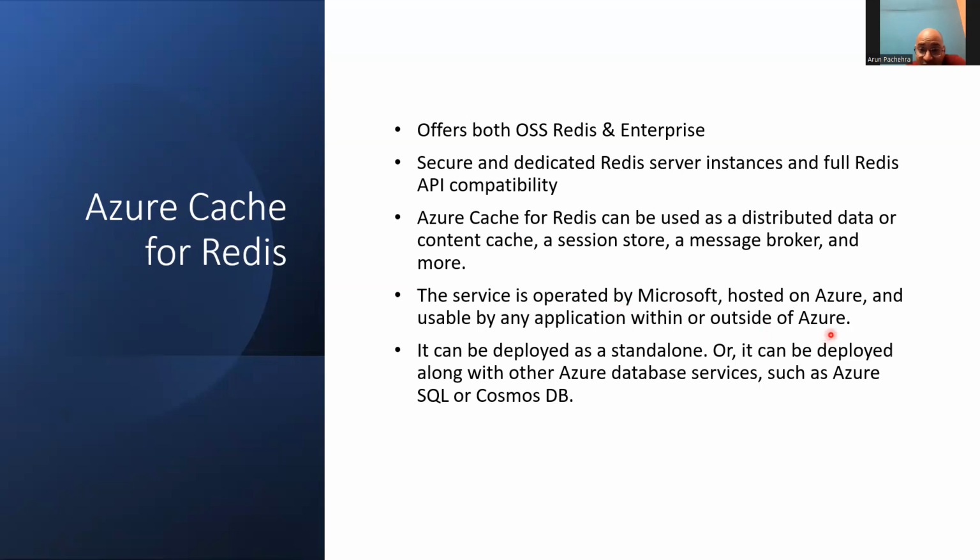But the point is, this is hosted on Azure, and you can use this service for any application within or outside of Azure. That is the important point that I want to highlight here. And the interesting thing is it can be deployed as a standalone, or it can be deployed along with Azure database services, such as Azure SQL or Cosmos DB. So this is all a high-level, 10,000 feet view to know what Azure Cache for Redis is.